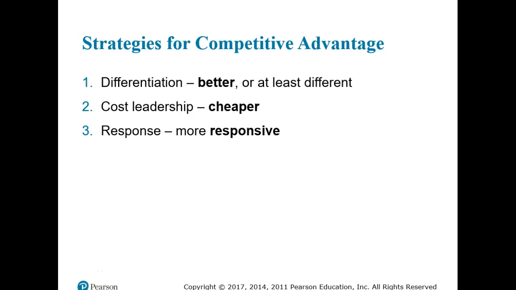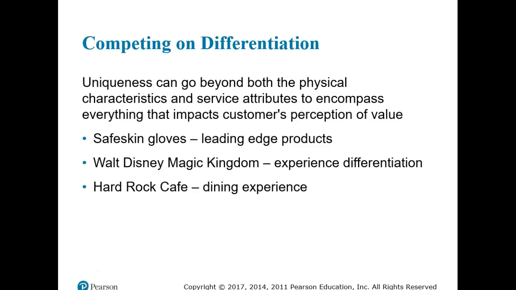Now, differentiation is concerned with providing uniqueness. Firms' opportunities for creating uniqueness are not located within a particular function or activity, but can arise in virtually everything the firm does across the continuum of all functions. Moreover, because most products include some service and most services include some products, the opportunities for creating this uniqueness are limited only by imagination. So differentiation should be thought of as going beyond both physical characteristics and service attributes to encompass everything about the product or service that influences the value that customers derive from it.